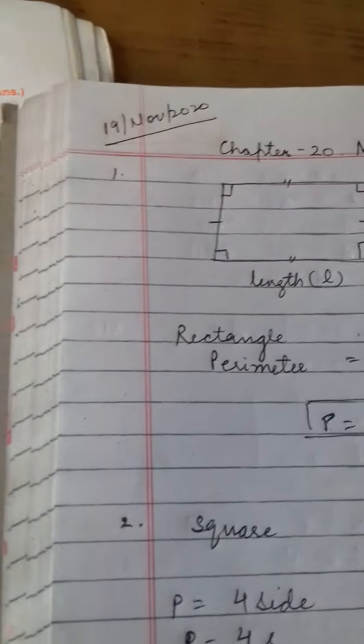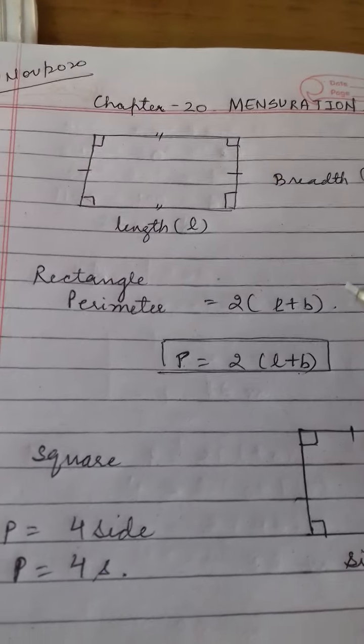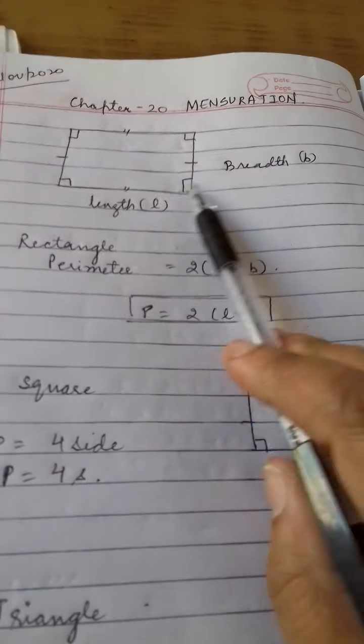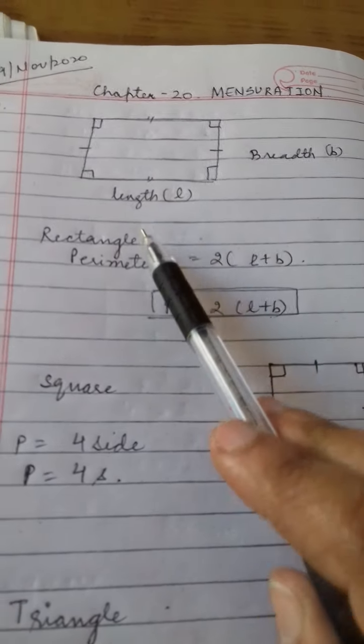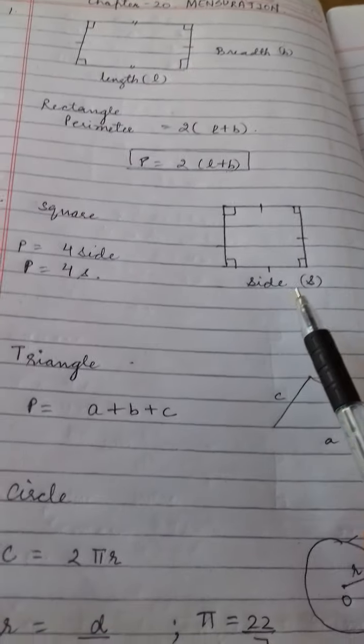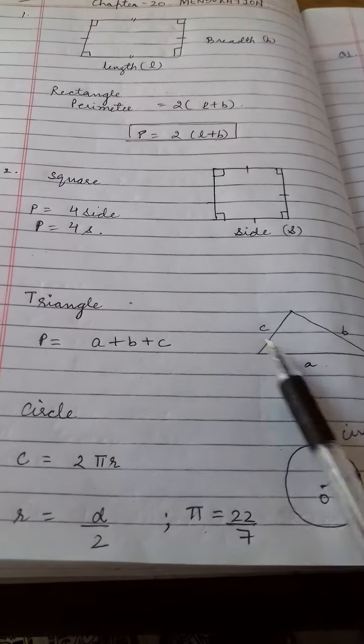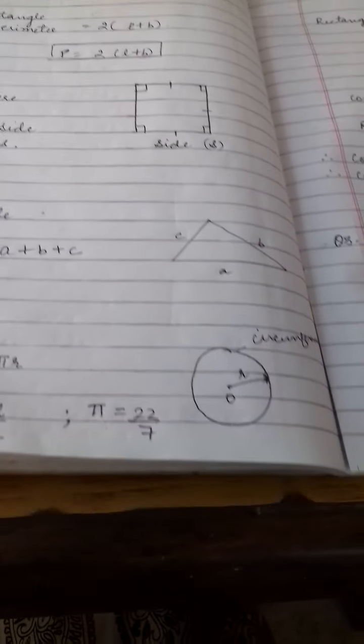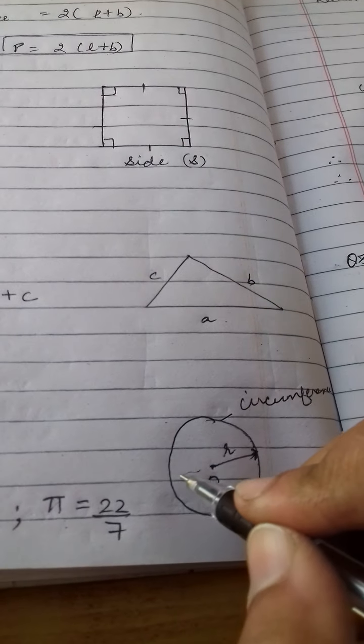Now when you are doing the work in your registers, you can make short notes like this. Okay, this is rectangle, this is your breadth, length, and perimeter formula is this. Similarly, square formula is this. Triangle, the formula is this, and circumference, the formula is this. Now children, this thing is clear to you now.